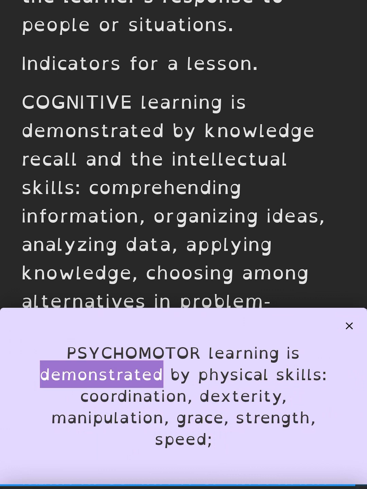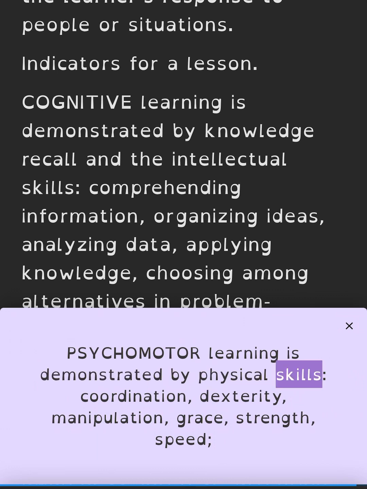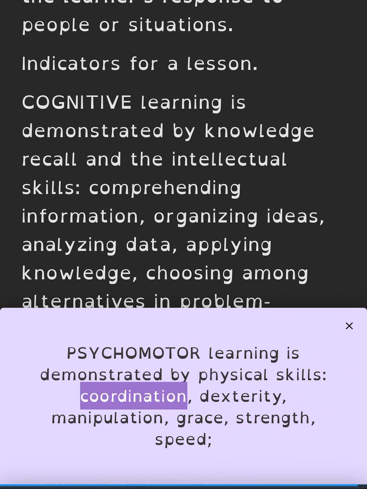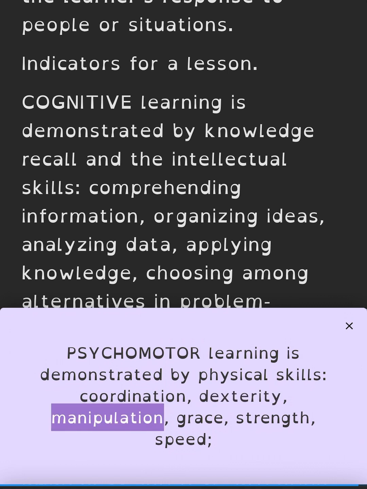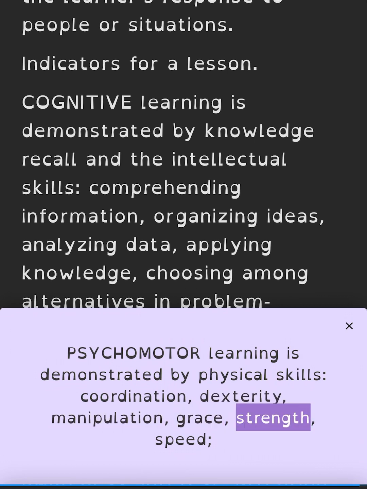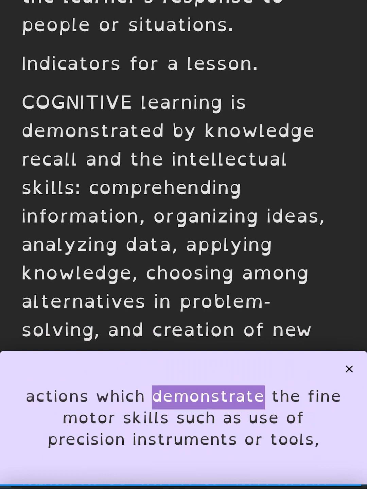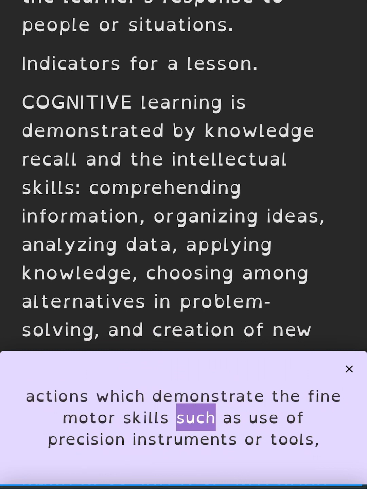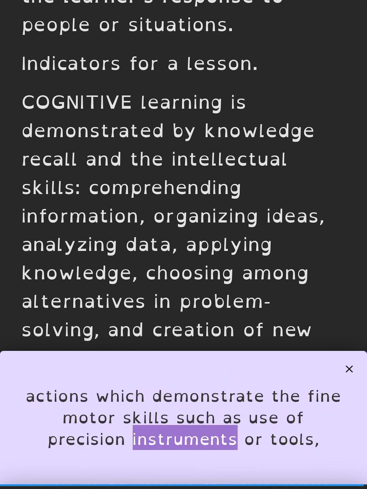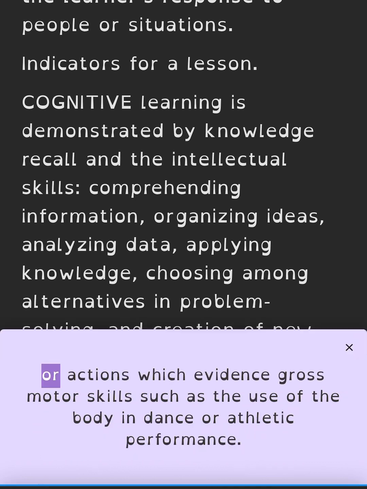Psychomotor learning is demonstrated by physical skills, coordination, dexterity, manipulation, grace, strength, speed, actions which demonstrate the fine motor skills such as use of precision instruments or tools, or actions which evidence gross motor skills such as the use of the body in dance or athletic performance.